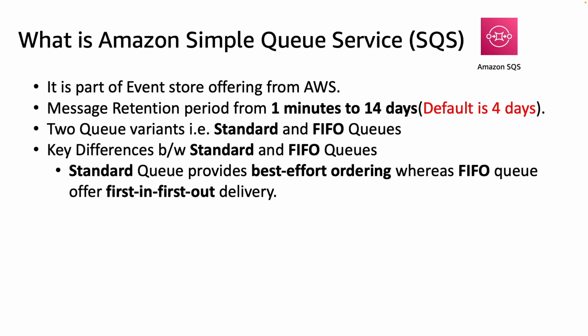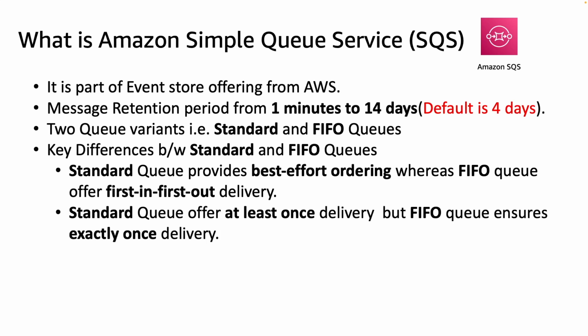What that means is, when you are sending events to the queue, standard queue will try to maintain the ordering, but there are no guarantees. So the order can be different. When you put in message 1, message 2, message 3, the sequence can be different when the consumer takes those events from the queue. Whereas FIFO queue is first in, first out delivery, so there is guaranteed ordering of the events. The first event that you put in the queue will be consumed first by the consumer.